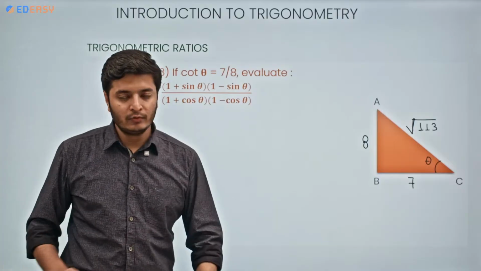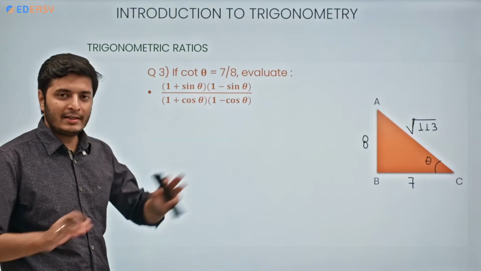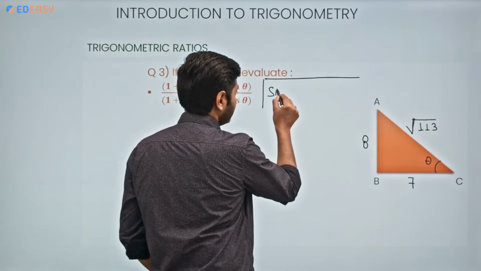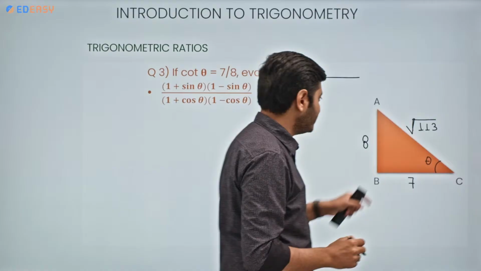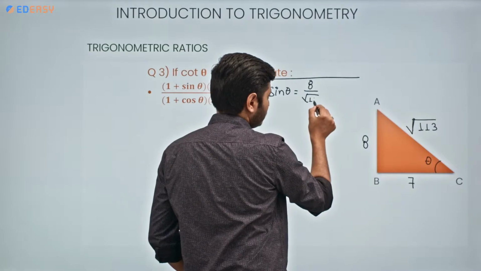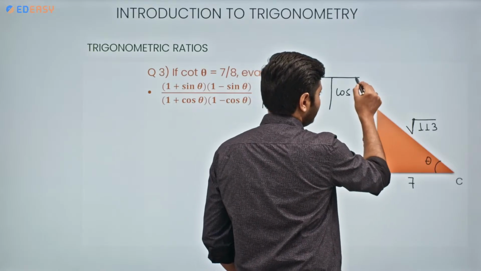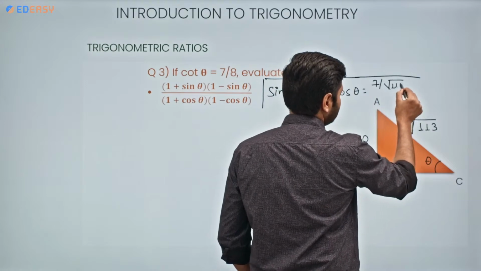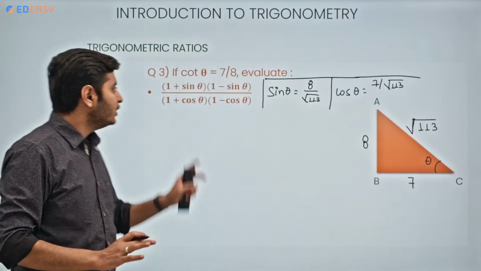So which two values do we need? Which two trigonometric ratios do we need here? Sine theta and cos theta. So first, let's find the value of sine theta and cos theta. Okay, sine theta is P by h, perpendicular by hypotenuse. Perpendicular is 8, hypotenuse is root 113. So 8 by root 113. Then cos theta is base by hypotenuse. It means 7 by root 113. Now we know the value of sine theta and cos theta. That is all we need to evaluate this.